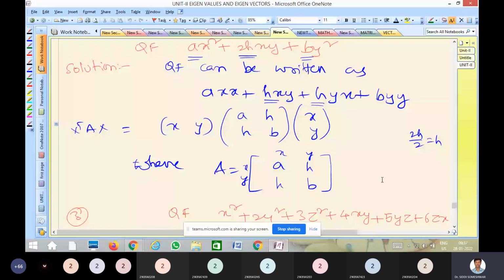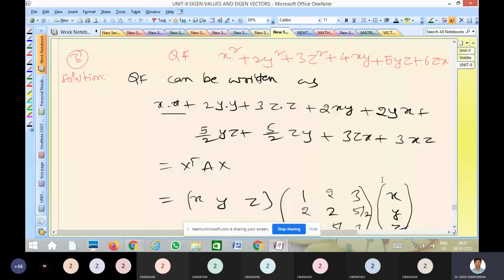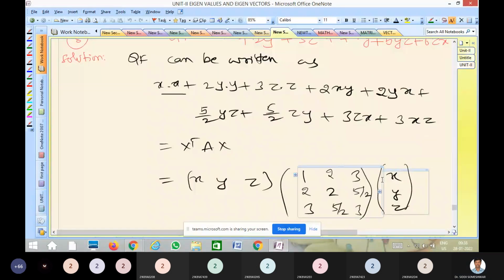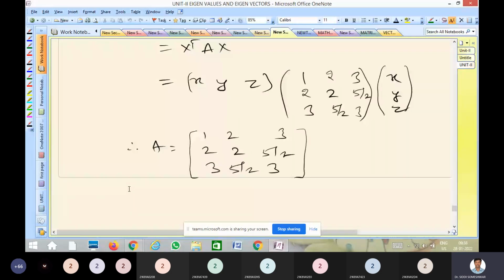Now you can see another problem containing 3 variables x, y, z. The given quadratic form is x transpose Ax. So you can write A from the given expression. The diagonal elements are 1 2 3, and the remaining you can check from the x, y, z coefficients. Accordingly, we can write capital A.